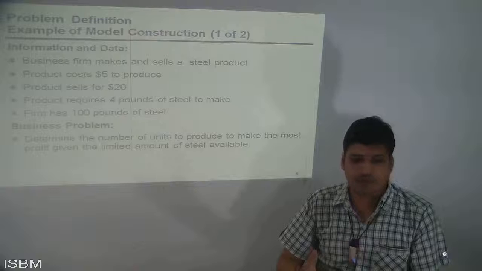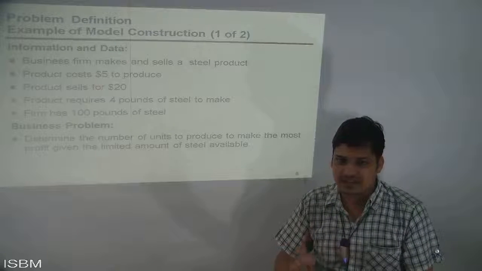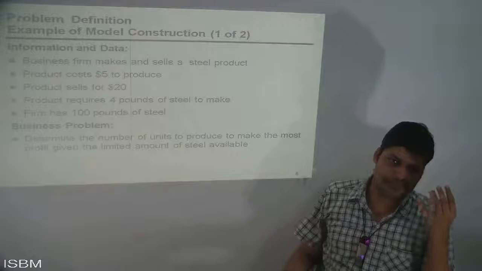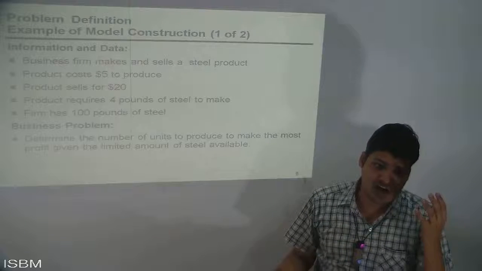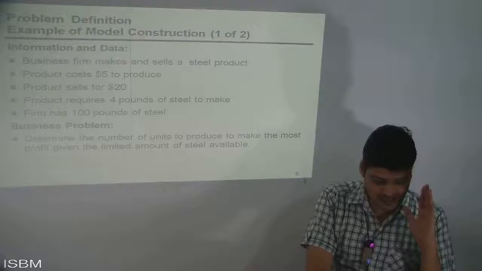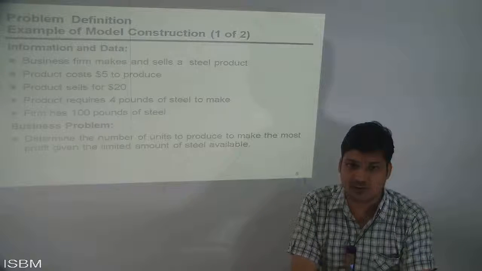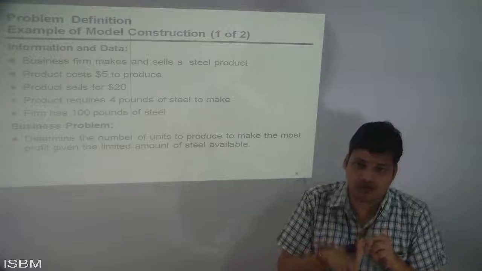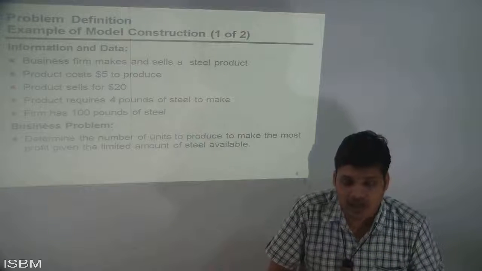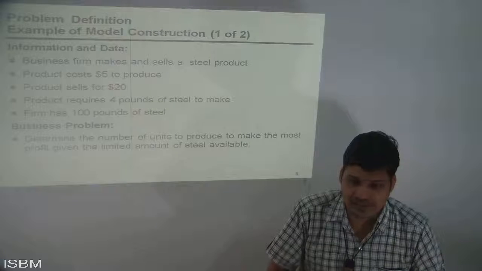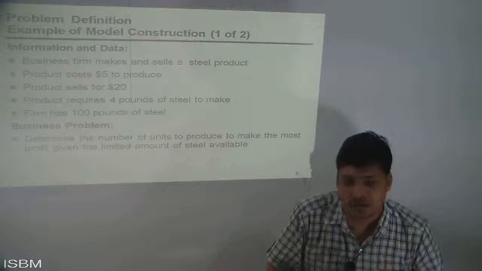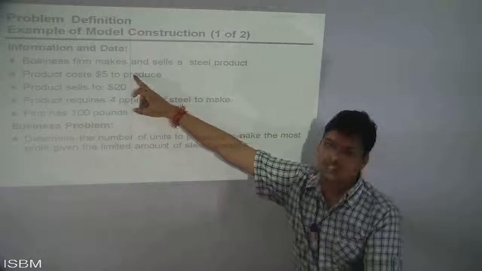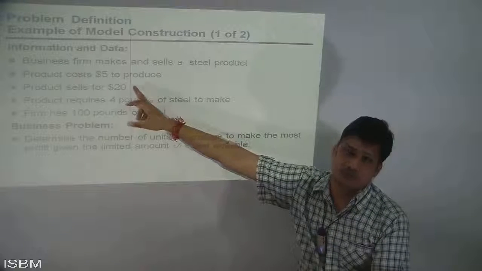The product costs around $5 to produce. Suppose they are creating small steel plates. The cost of that product is around $5, which includes the cost of the raw material, the labor charge, electricity, rental, each and everything. So the product cost is $5, and the product sells for $20. You are selling the product at $20.